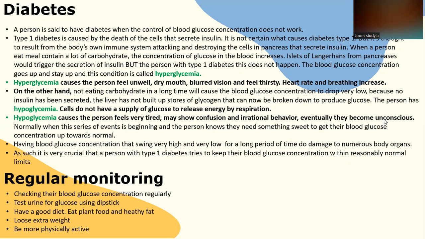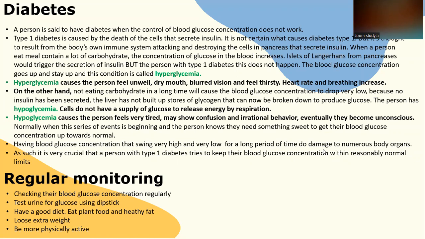Eventually, they become unconscious. Normally, when this series of events is beginning, the person knows they need something sweet to get their blood glucose concentration up towards normal. Having blood glucose concentration that swings very high and very low for a long period of time does damage to numerous body organs. As such, it is very crucial that a person with type 1 diabetes tries to keep their blood glucose concentration within reasonably normal limits.